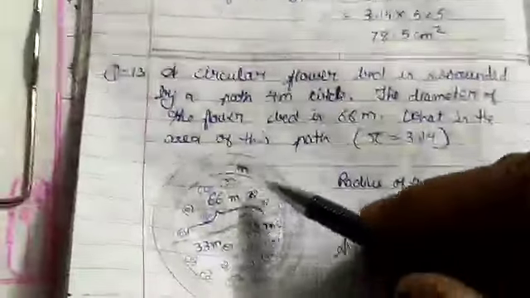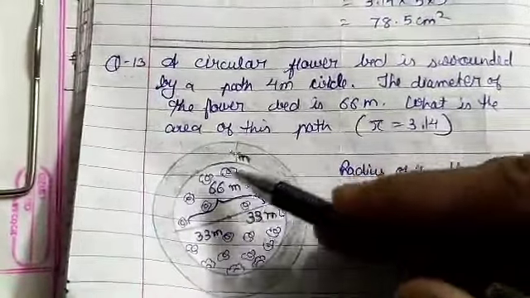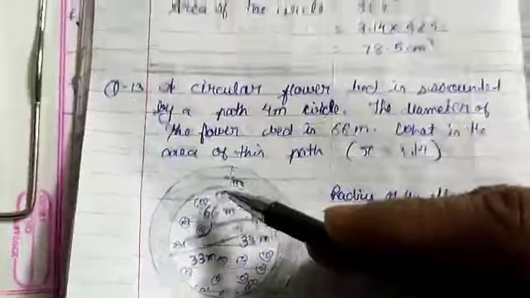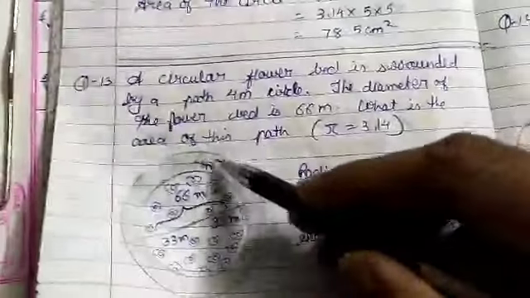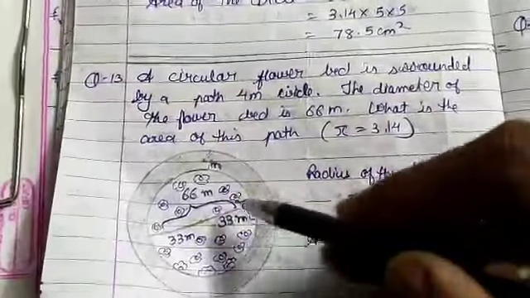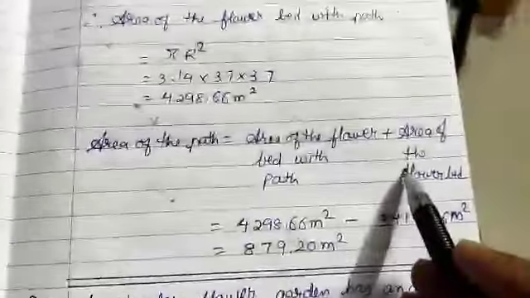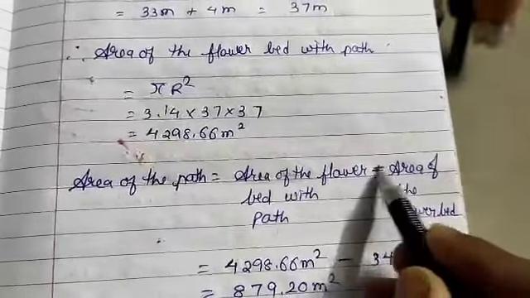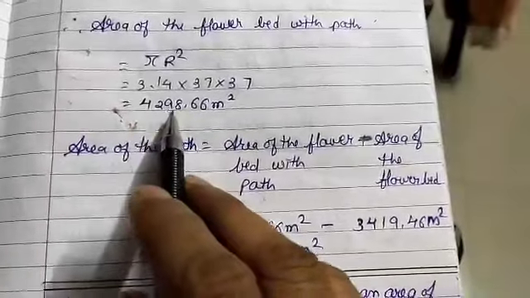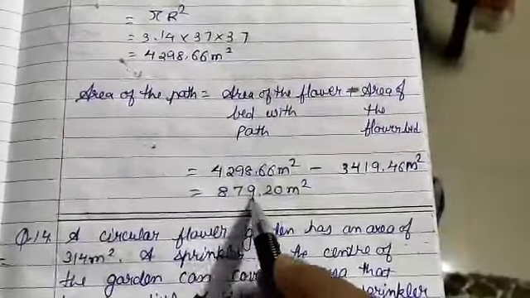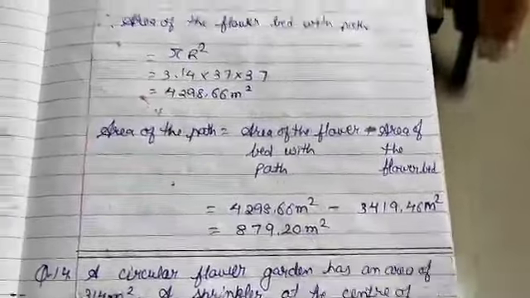Now here, what is the area of this path? From the area of the outer circle, we will subtract the area of the flower bed. So the area of the path will be the area of the flower bed with path, from that we have to subtract, not add, the area of the flower bed. Now this is the total area, that is 4298.66. From that we have to subtract 3419.46. So we will get 879.20 meter square.